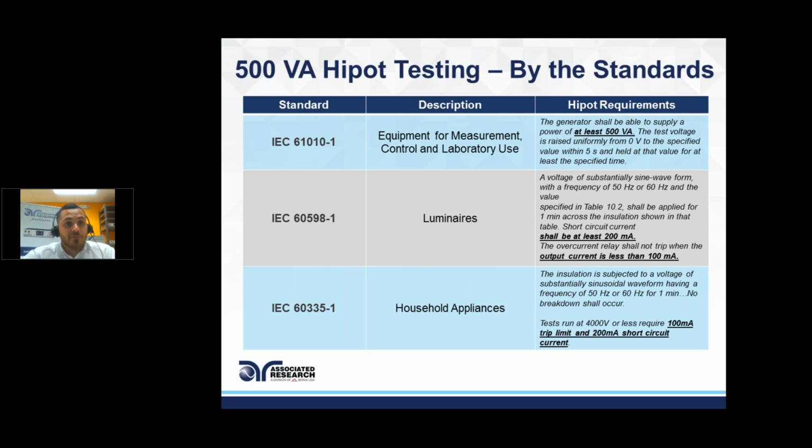Now let's talk about 500 VA testing. In the past, a lot of standards would call out that the generator shall be able to supply a power of at least 500 VA. The test voltage is raised uniformly from 0 volts to a specified value within 5 seconds. Pretty much, these are some details on how 500 VA is read in certain standards.